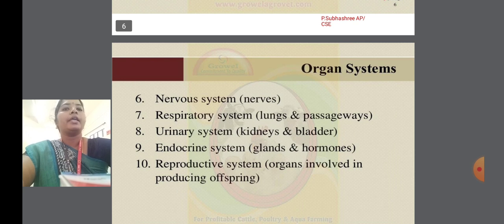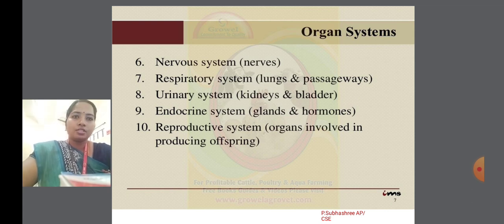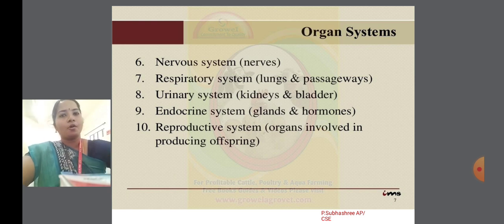The next five: the nervous system, which is the nerves, and the respiratory system, which consists of lungs and passageways, whereas the urinary system is kidneys and bladder. The endocrine system is glands and hormones. The reproductive system is the organs that are involved in producing offspring.